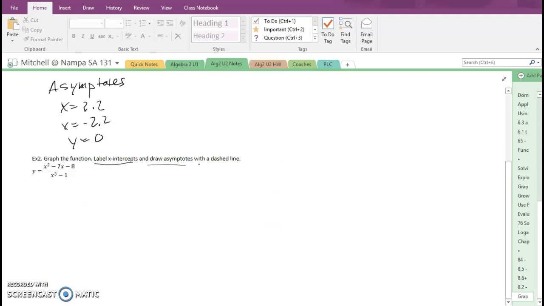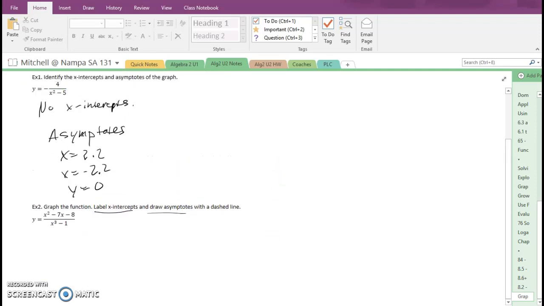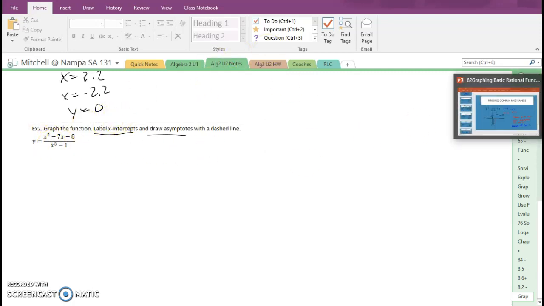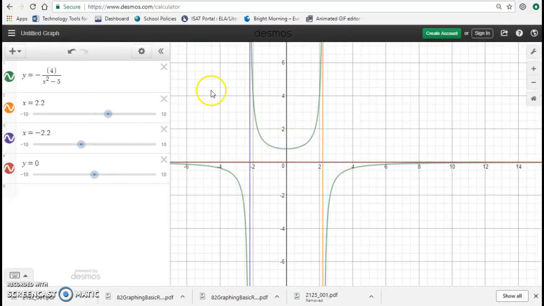So we're actually going to go through it. So the first part, you just write about it. The second part, you're going to do. So now we need to put this in here. So that's x squared minus 7x minus 8. So let's go back. So let's go ahead and delete these.